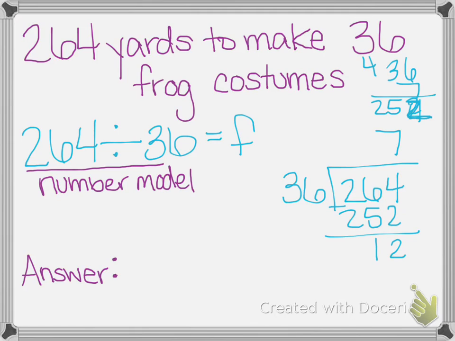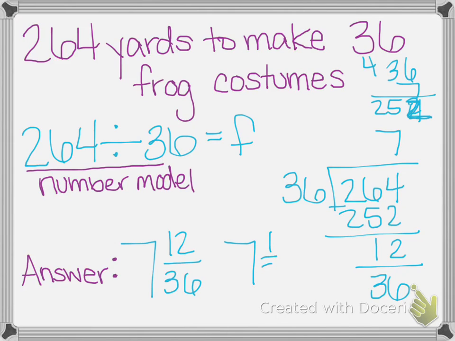Subtract, 12 left over. So again, we can take that 12, that's the remainder, and we can divide that again by 36 since we don't want to waste that extra fabric. So our answer is 7 and 12 over 36, or if we want to simplify, 7 and 1/3 yards.